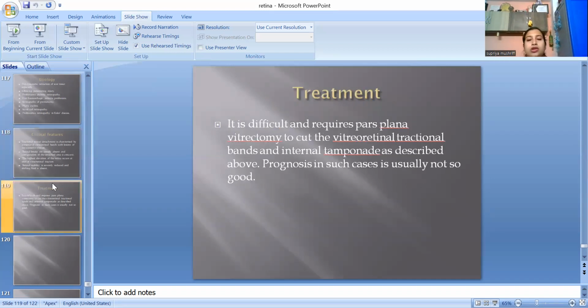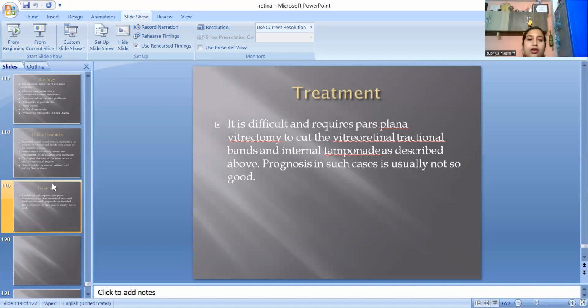So the treatment of tractional RD is difficult and requires pars plana vitrectomy to cut the vitreoretinal traction bands and internal tamponade as described above in rhegmatogenous RDs. Prognosis in such cases is usually not so good. So we need vitrectomy surgery with pars plana vitrectomy with internal tamponade and external tamponade like rhegmatogenous RD. The only thing different in tractional RD surgery is cutting of vitreoretinal traction bands.